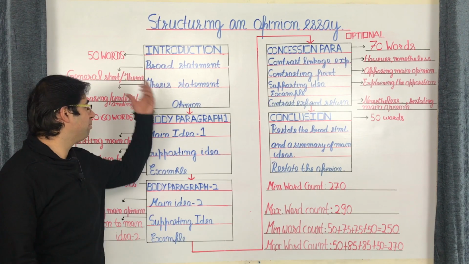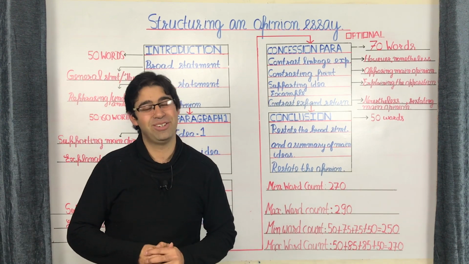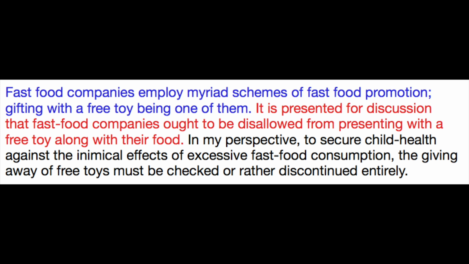Alright, so now that we have the broad statement, the thesis statement, as well as the opinion, let's see what that introduction looks like. You have the broad statement color-coded as blue, which is immediately followed by the thesis statement in red, which is finally layered upon by the opinion in black. So in a 250 to 300 words essay, your introduction should clock a minimum of 50 words to a maximum of 70.